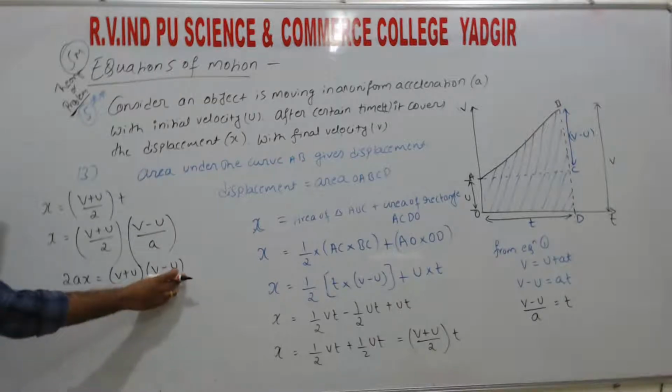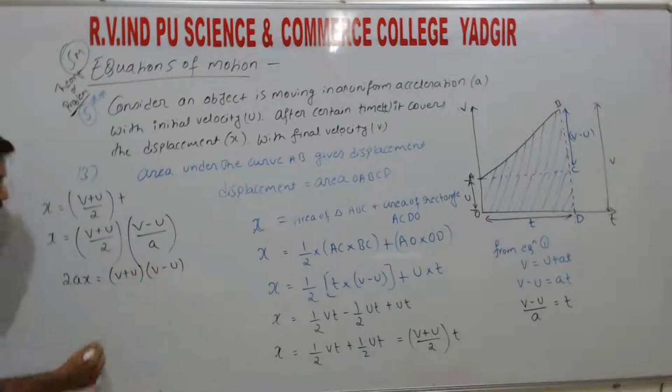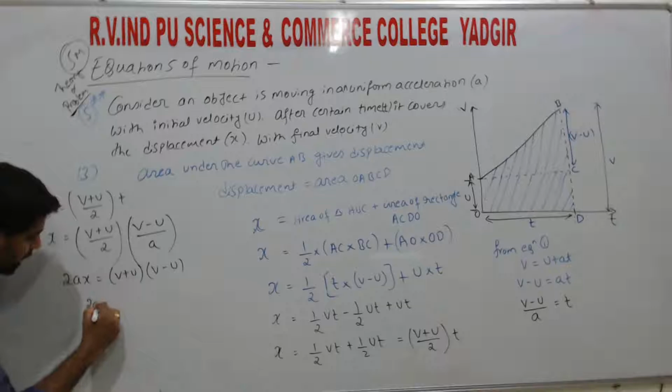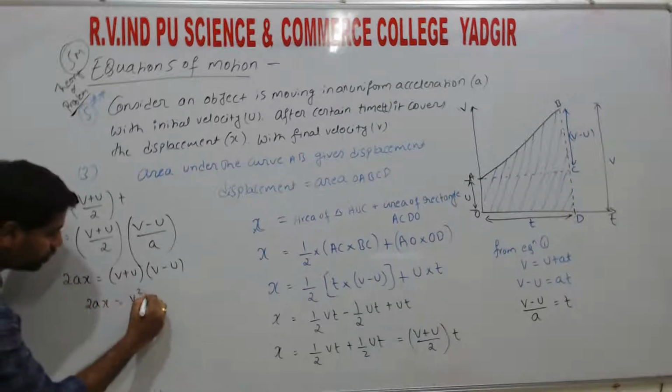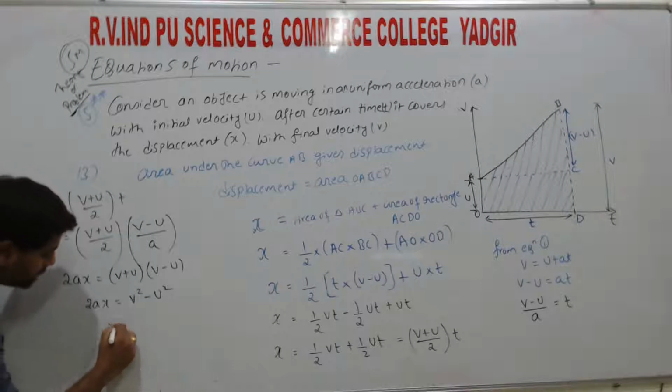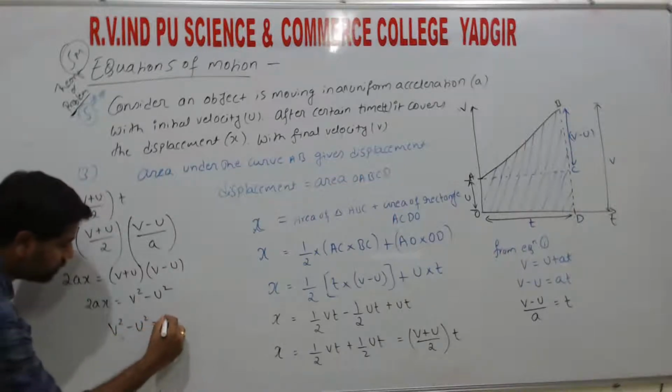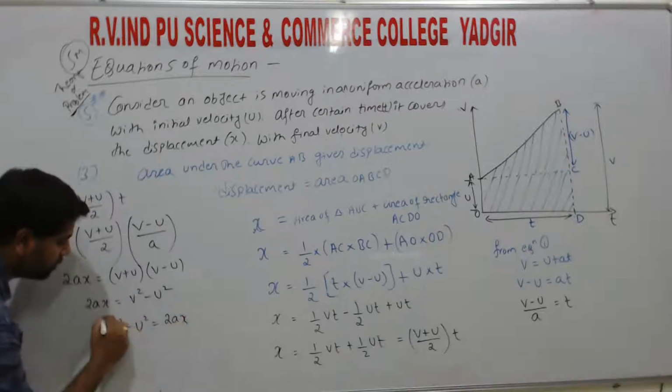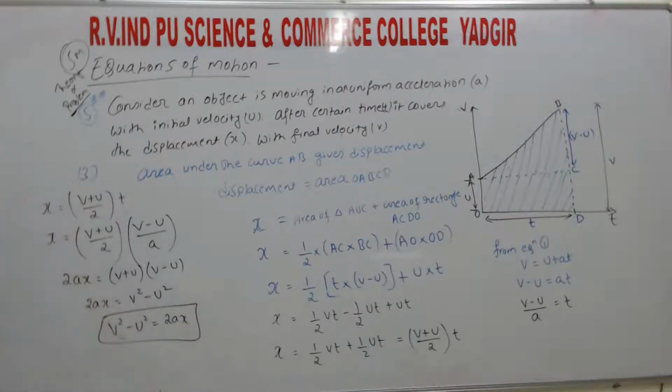So this is in the form of (a plus b) into (a minus b). So we can write 2ax is equal to v square minus u square. So the final expression is v square minus u square is equal to 2ax. So this one is the third relation.